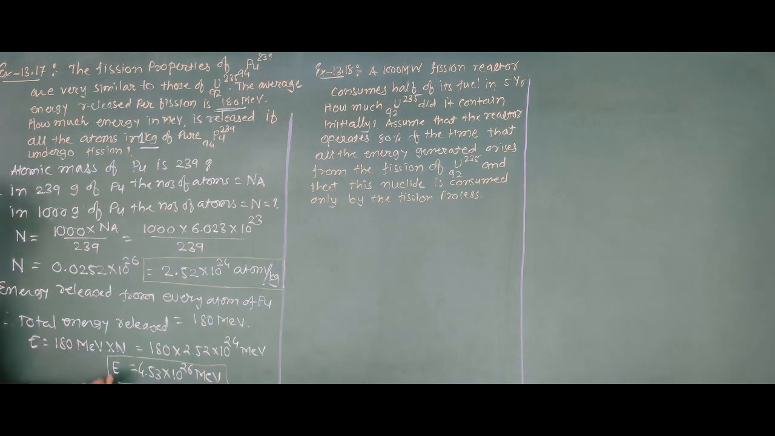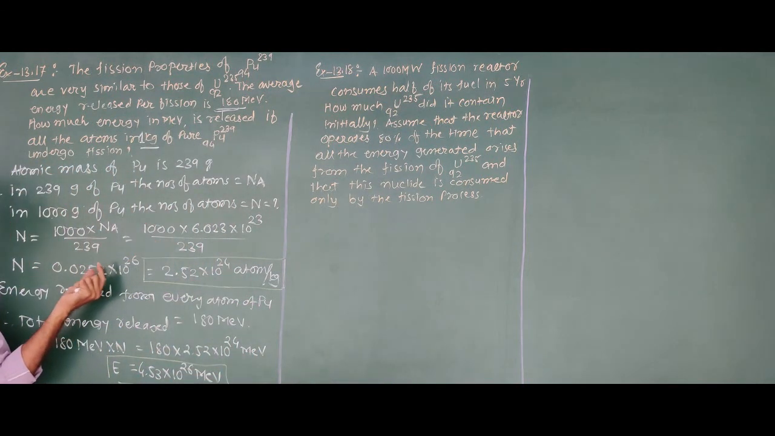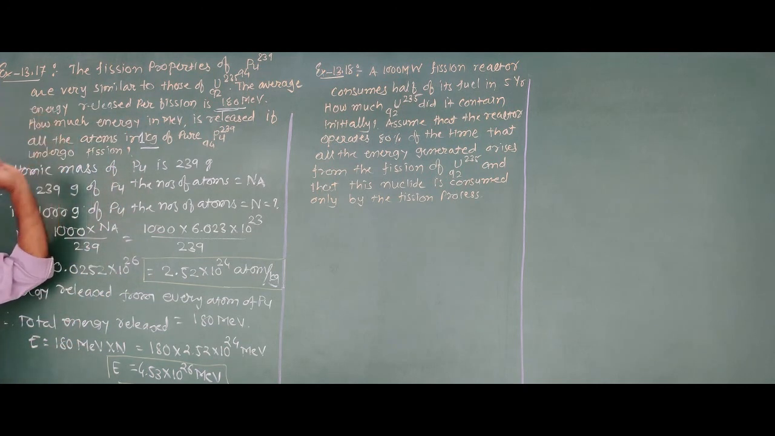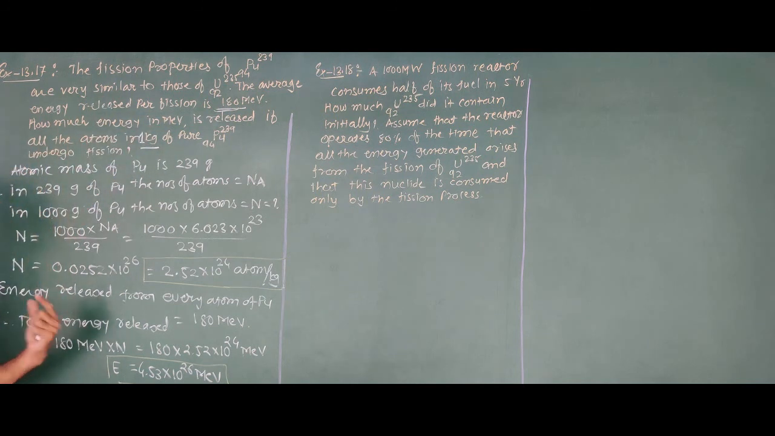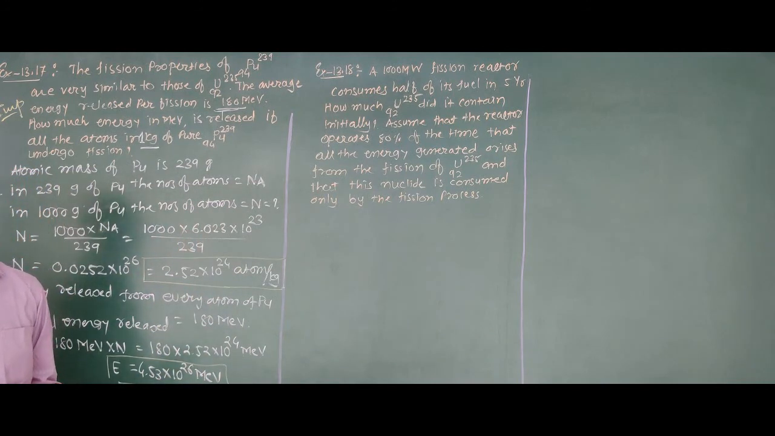Okay, in the numerical, first we need to find out how many atoms are in 1 kilogram of pure plutonium. We find this out. Now, due to the fission of every atom of plutonium, 180 MeV energy is released. So due to the fission of n atoms of plutonium, the energy released is 4.53 into 10 to the power 26 MeV. Clear? And also there is an important numerical for 3 marks. After that, the next is a quite lengthy numerical.